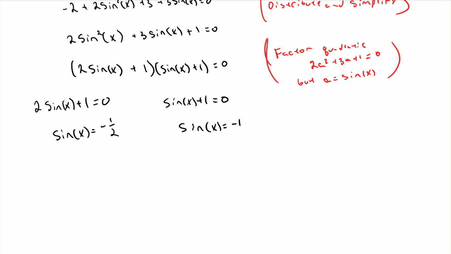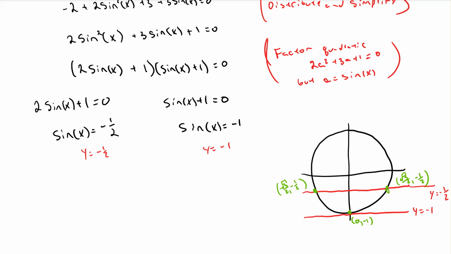Because remember, on the unit circle, sine looks like the y coordinate. So by drawing myself a unit circle and drawing lines for y is equal to -1/2 and -1, I see I'm going to have 3 solutions within one full trip around my unit circle. So for my equation sine of x equal to -1/2, I'm going to have 2 solutions here. So I get 2 solutions between 0 and 2 pi.